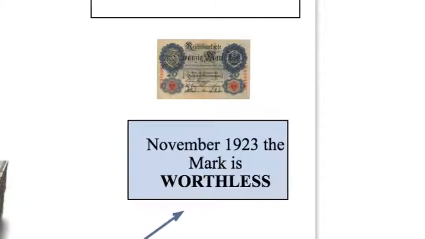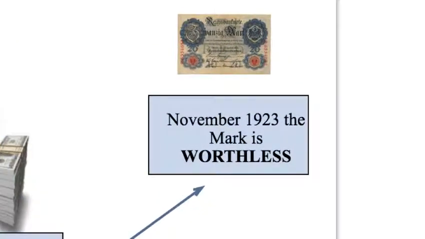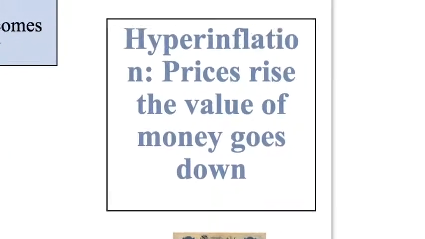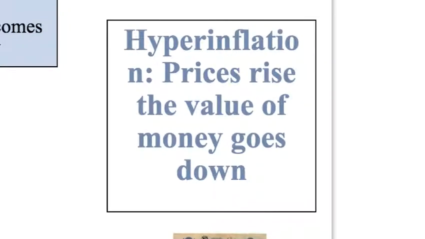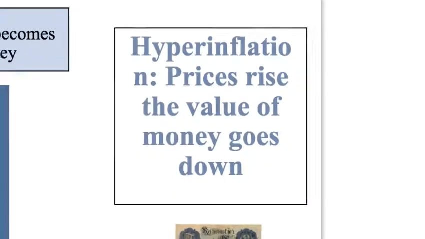and inflation turned into hyperinflation, where the price of goods rose but the value of money went down. It was a vicious circle. To be able to pay reparations meant that inflation got worse. By 1923, prices had reached their peak, and a loaf of bread cost 100,000 million marks.